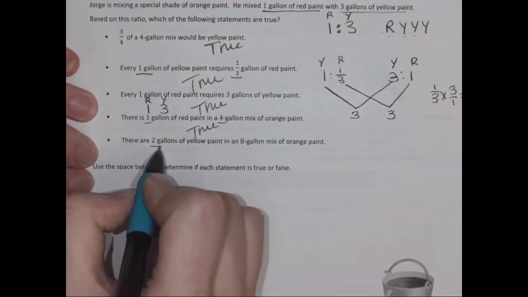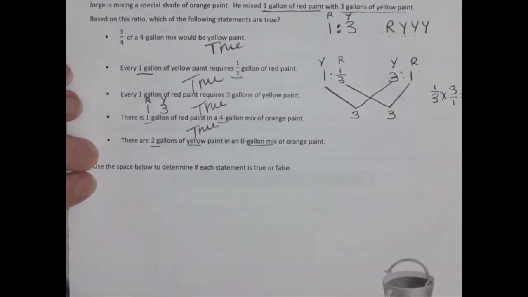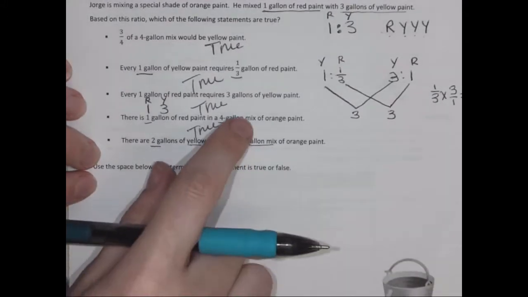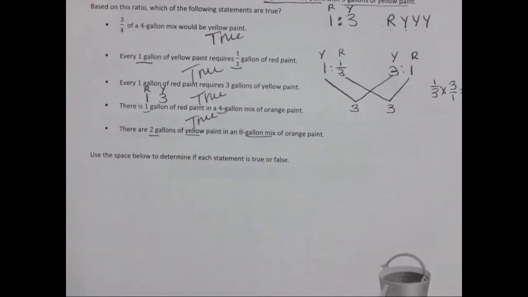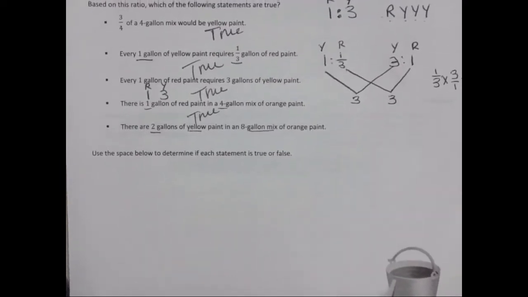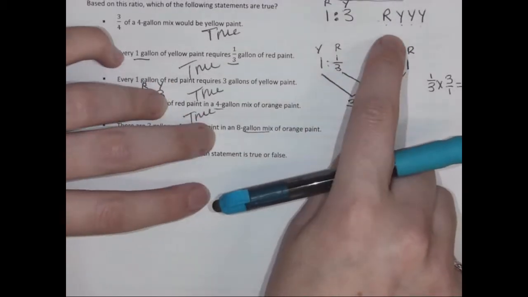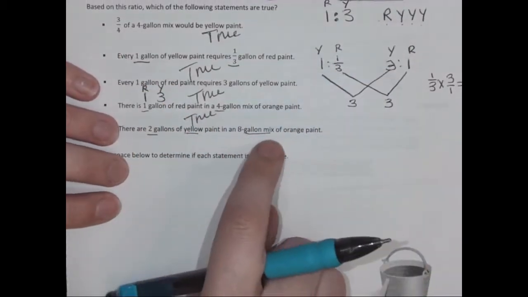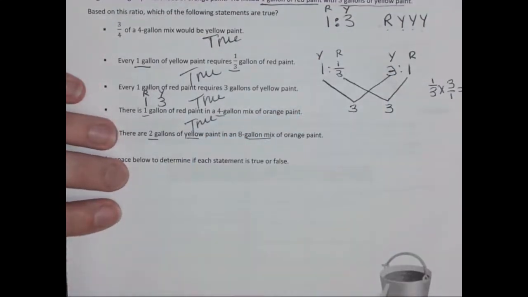There are 2 gallons of yellow paint in an 8-gallon mix of orange paint. Now let's pause. Up here and right here, this mix of orange paint, what does that mean? Is that like a whole different color? No. It's all of them together. We're mixing red and yellow to make orange. So when they say a mix of orange paint, they're just saying the total, all of it mixed together, right?